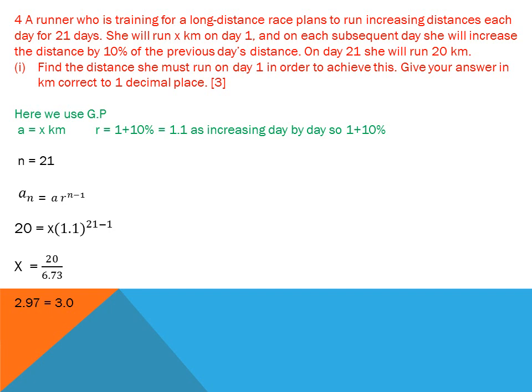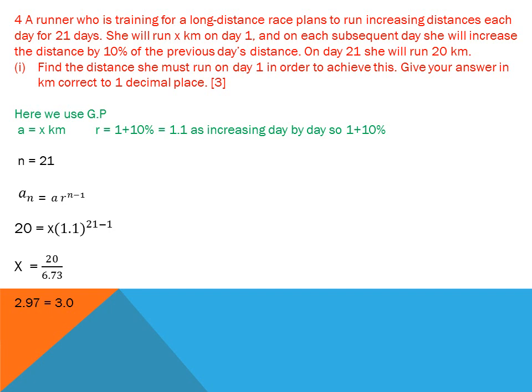GP, a is equal to x kilometers. For r, if there is an increase, then we should add 1 to the percentage and we will get the ratio r. And if there is a decrease, then we should subtract the percentage from 1. So 1 plus 10% is equal to 1.1, as it is increasing by day, so I take 1 plus 10%. n is equal to 21.